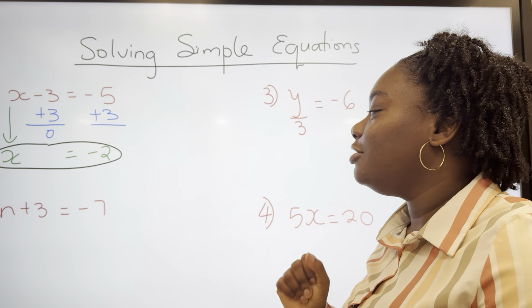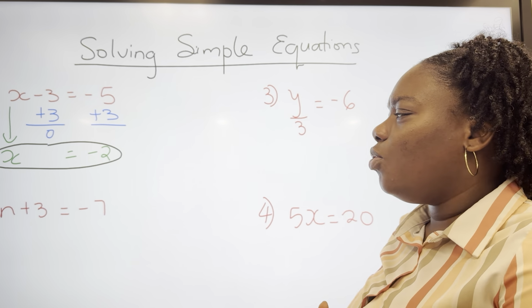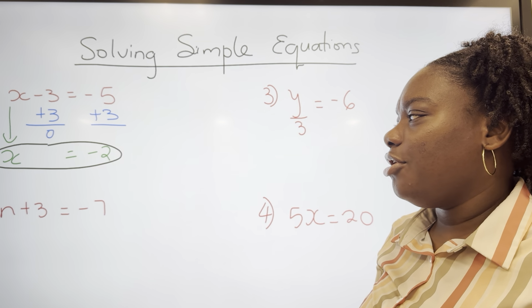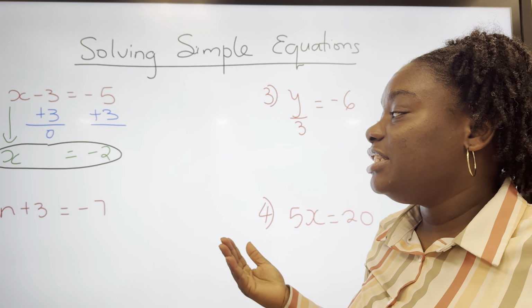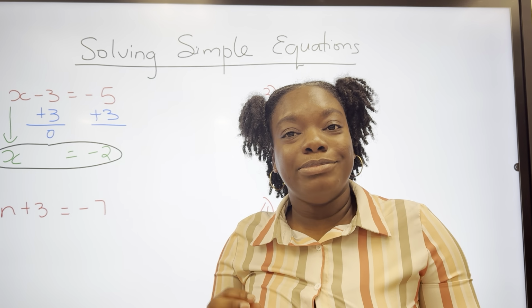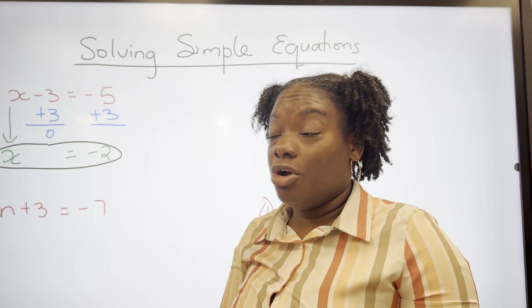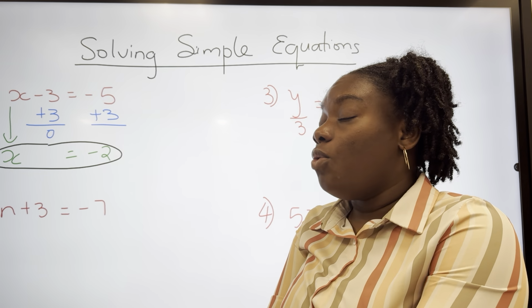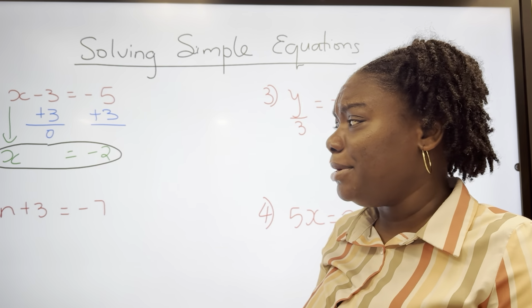So let's take number 2. N plus 3 is equal to negative 7. What operation is being done right there? What do we need to move? I want you to type in the comment section, what is it that I need to get rid of, because I'm solving for n. Remember, I'm solving for n, so it means that n must be on one side by itself. All right, so that's a key thing to remember. What do I need to get rid of? How do I get rid of it? Type in the comment section.